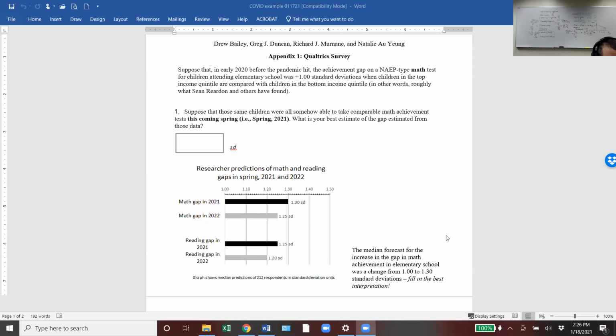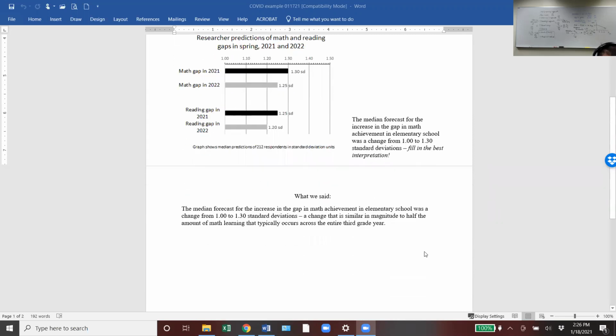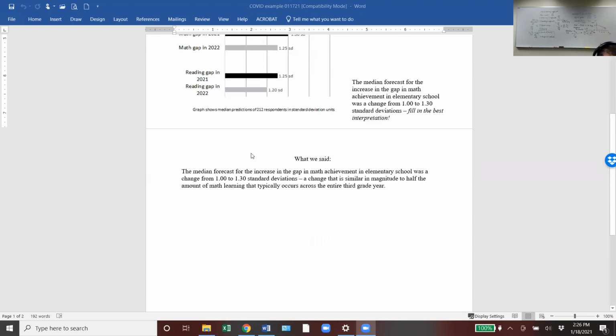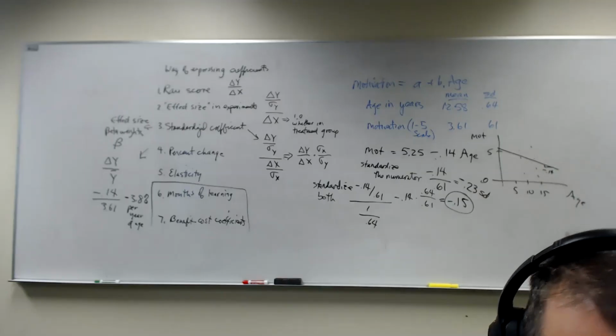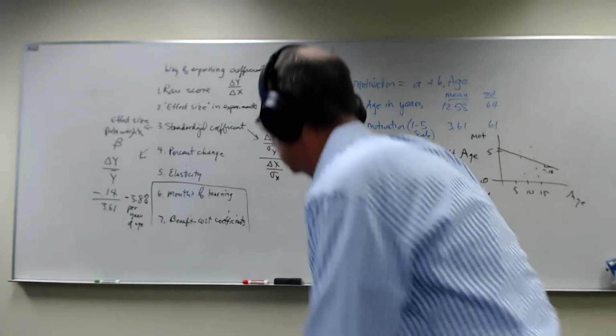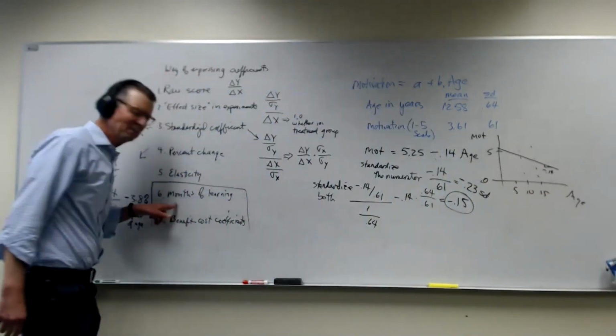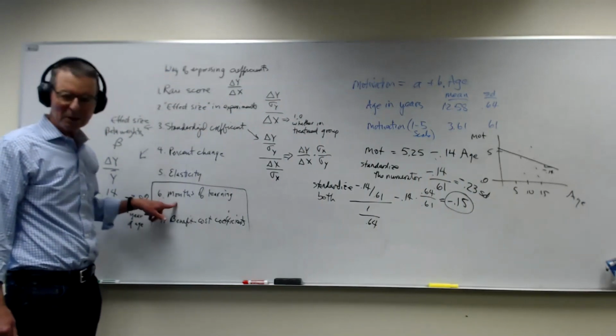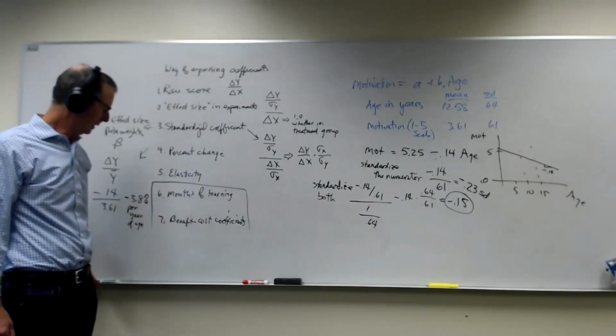What we ended up doing was, a change from 1 to 1.3 standard deviations, a change that is similar in magnitude to half of the amount of math learning that typically occurs across the entire third grade year. A magnitude similar to half the amount of learning that takes place in the third grade year. So we didn't talk about months of learning explicitly before, but we can talk about it now because it's a useful concept.